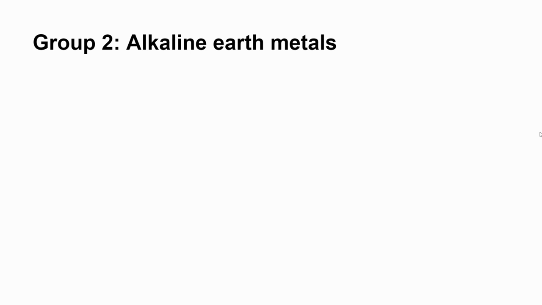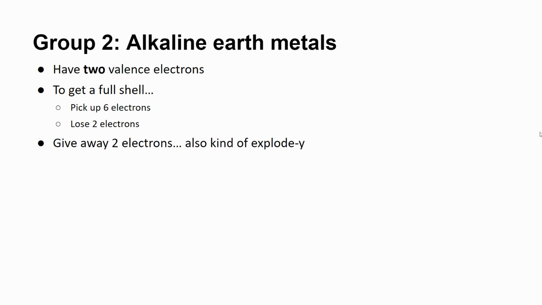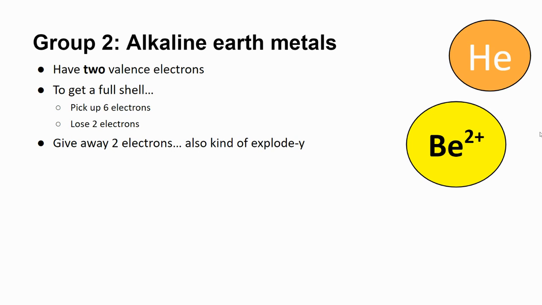Group 2, the alkaline earth metals. These have 2 valence electrons, and so in order to get a full shell, they could either pick up 6 electrons, which again is still a lot of work, or lose 2 electrons to go down a shell and then have a full energy level. So when they give away 2 electrons, these elements are also fairly explosive, not quite as reactive as the group 1 elements, but still quite reactive.